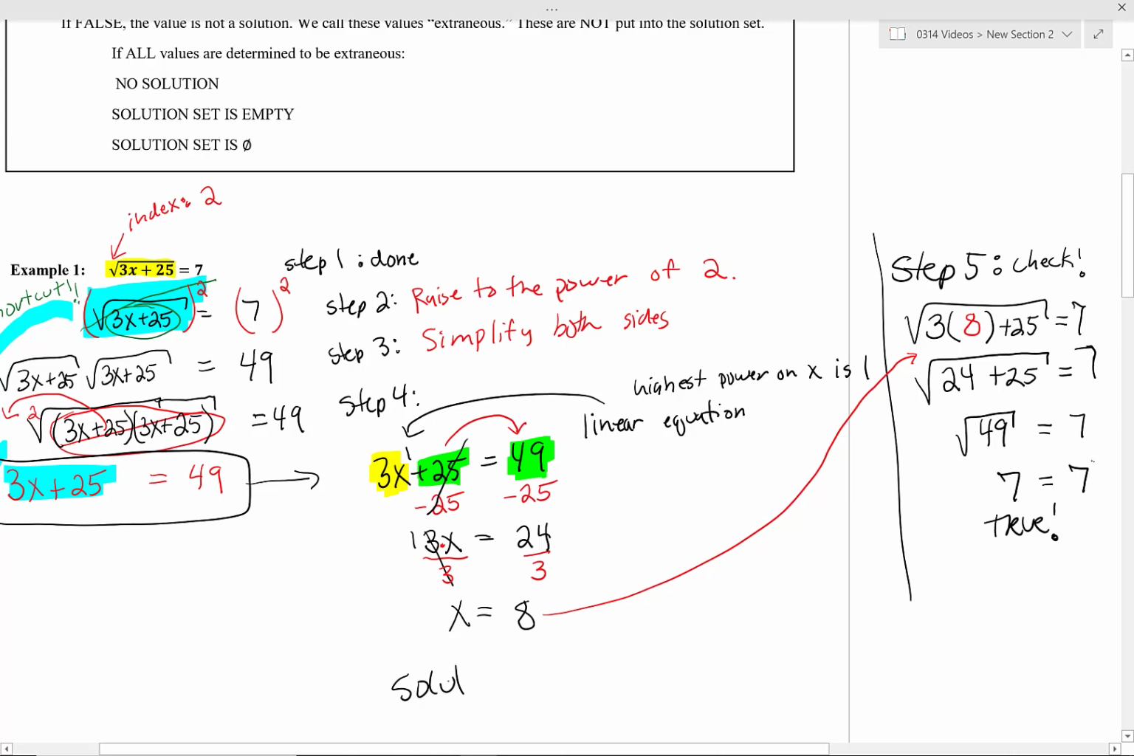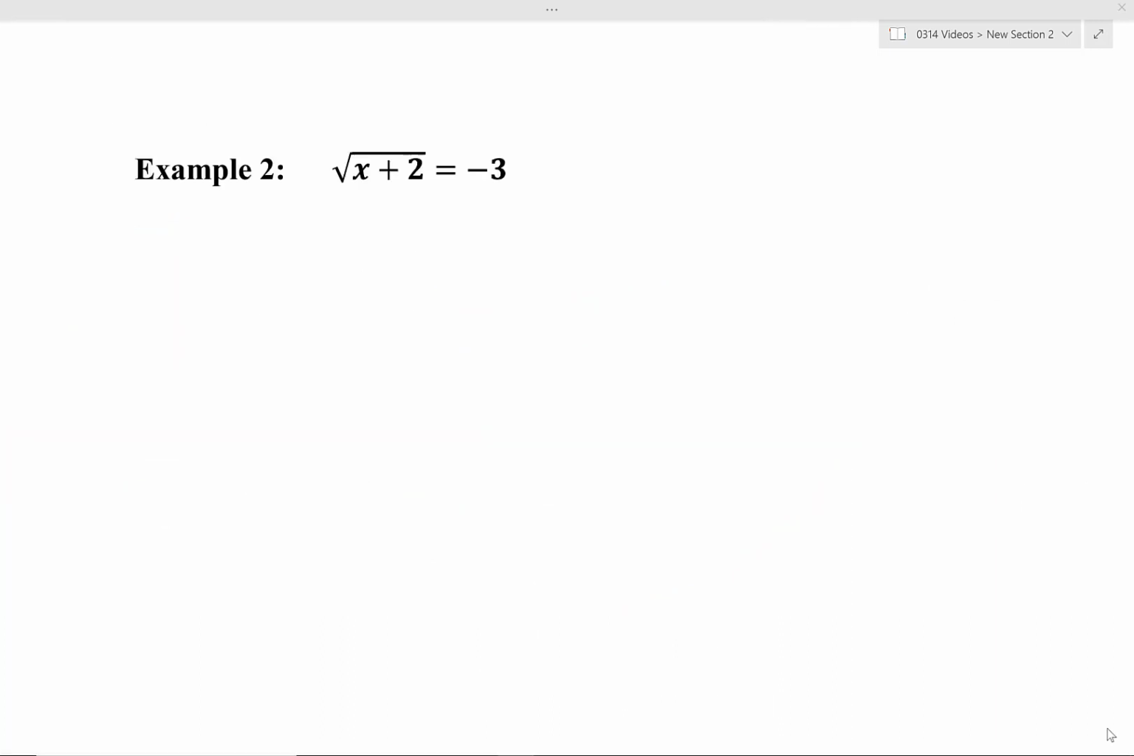Okay. So in your homework, you'll be asked to provide the solution set, and you'll frequently be given those set brackets already, and you're just going to put your answer right inside of those set brackets. So this is what we call our solution set. It's a list of all the solutions that came back true when we checked, and they all go within those set brackets.